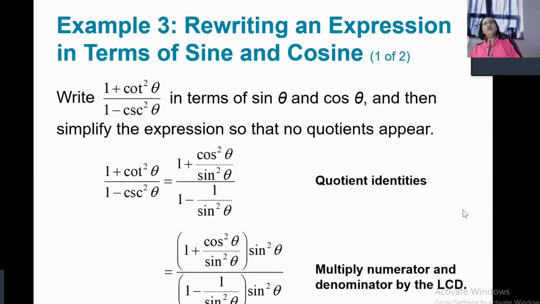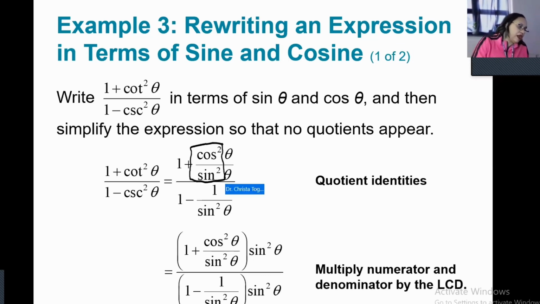All right, so rewriting an expression in terms of sine and cosine. This one is a little bit more involved, but I like how they began because it makes a little more sense. They start with an identity and say, make it in terms of sine and cosine. So you look at 1 plus cotangent squared theta, and you know that cotangent is equal to cosine over sine, and cosecant is 1 over sine squared theta. So you just look at those.